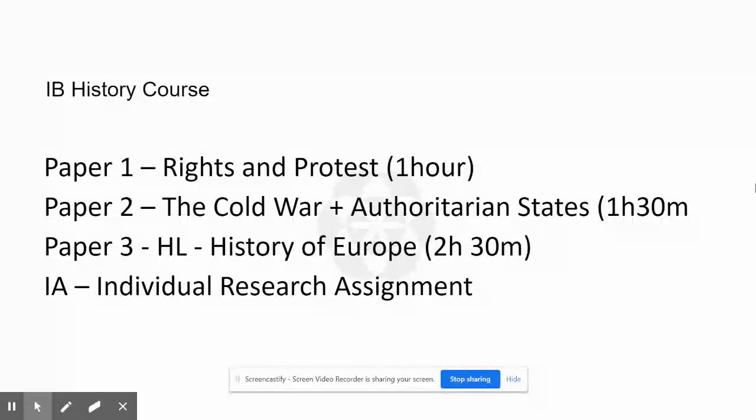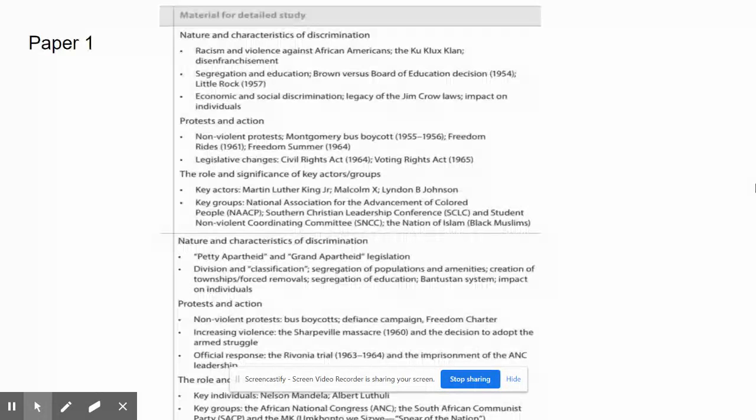And finally, you have an individual research assignment or an internal assessment, which is 2,200 words. And we usually write this in year 12, and this contributes to your overall mark. It could be on any topic in history as long as it's not in the last 10 years. So it can be something you're interested in. It can be related to the country you're from, but it has to be a narrow focus because it's only 2,200 words. So paper 1 then.